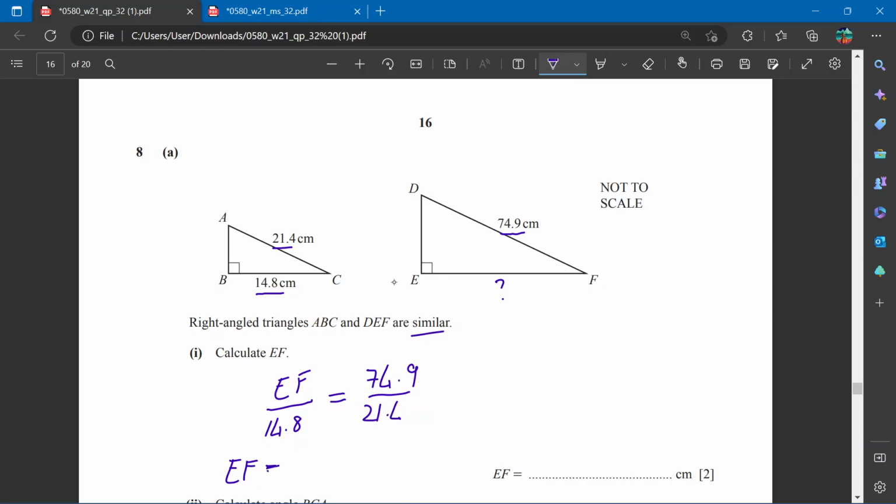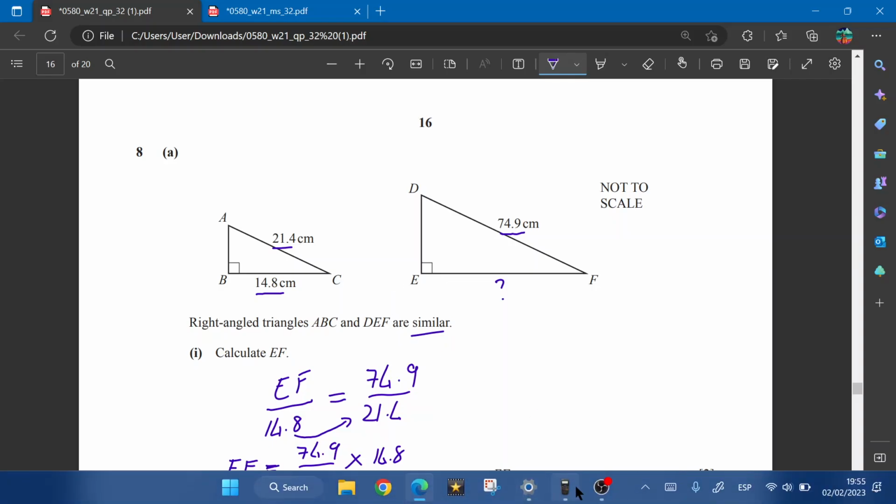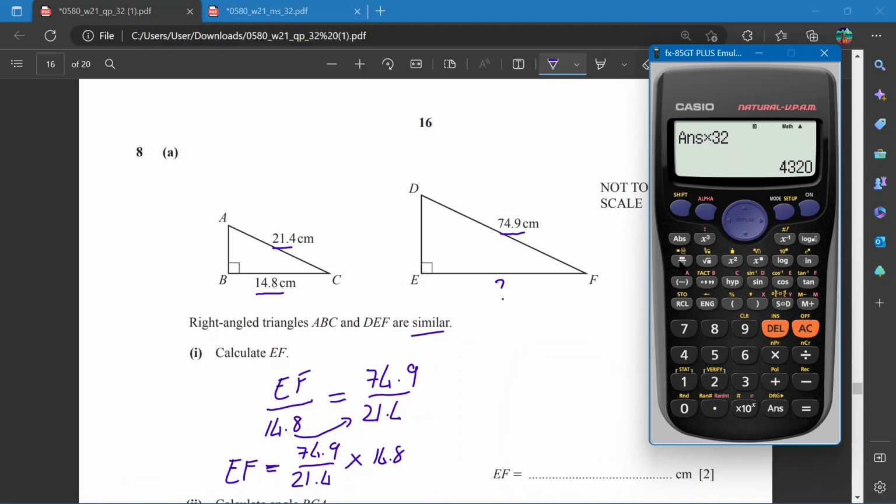Take this 14.8, which means divided here, and we multiply it there. So it's 74.9 over 21.4 times 14.8. You can also write that 14.8 at the top. Same thing, 74.9 times 14.8. Divide. Doesn't matter which order you do it in. It works the same.